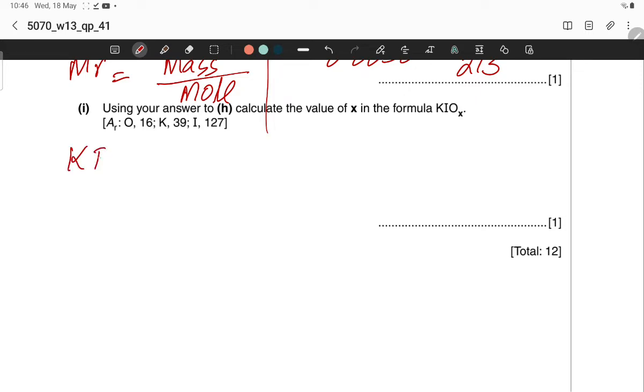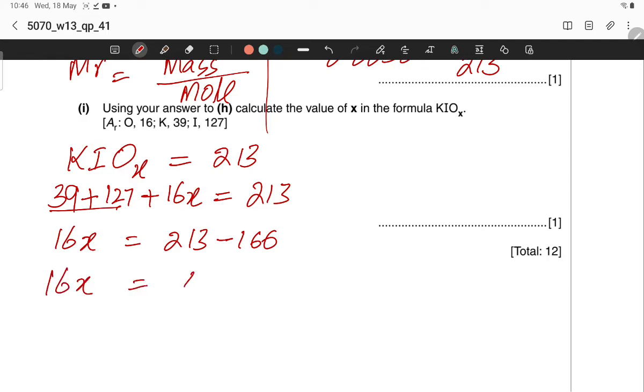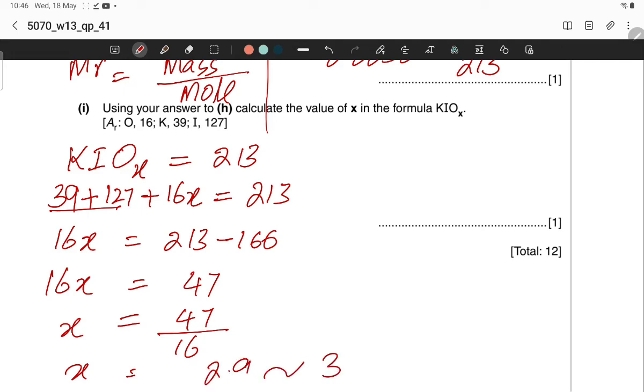Using your answer to H, calculate the value of x in the formula of KIO_x. So the Mr of KIO_x is 213: K is 39, potassium is 39, iodine is 127, plus oxygen Ar is 16x. 16x is equal to 213 minus 166. So this is equal to 166. 16x is equal to 47, and x is equal to 47 divided by 16. x is equal to 2.9, which is approximately 3.